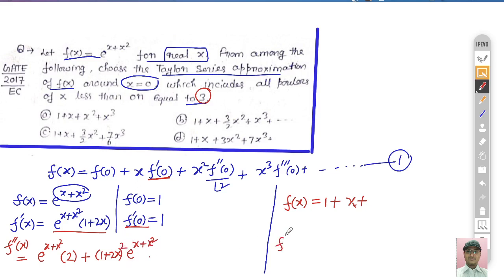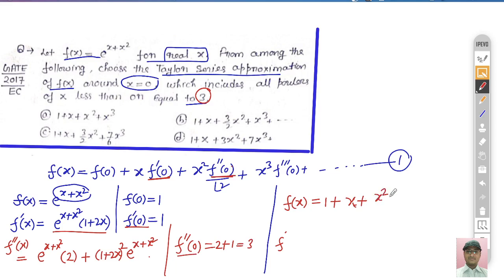So what about f double dash 0? Once you put 0 in place of x, you will get what? The first term becomes 2 e raised to the power 0 into 2, so this becomes 2, and plus, once you put 0 here and e raised to the power 0, again it will be 1, right? So nothing, it is 3. So the second derivative f double dash 0 is 3. So you just put here f double dash 0, and what will you get?